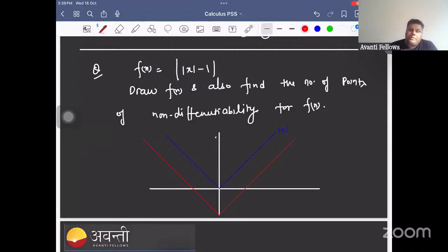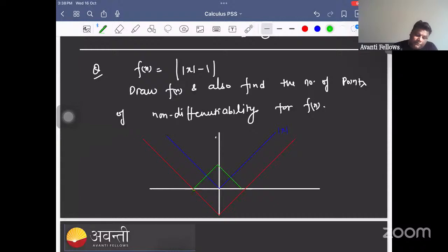Now again taking mod of this. So taking mod of this means what will mod do? Mod will copy the negative portion to the positive portion. So take the mirror image of the graph below the x-axis to above the x-axis. So it is like this. Got it?